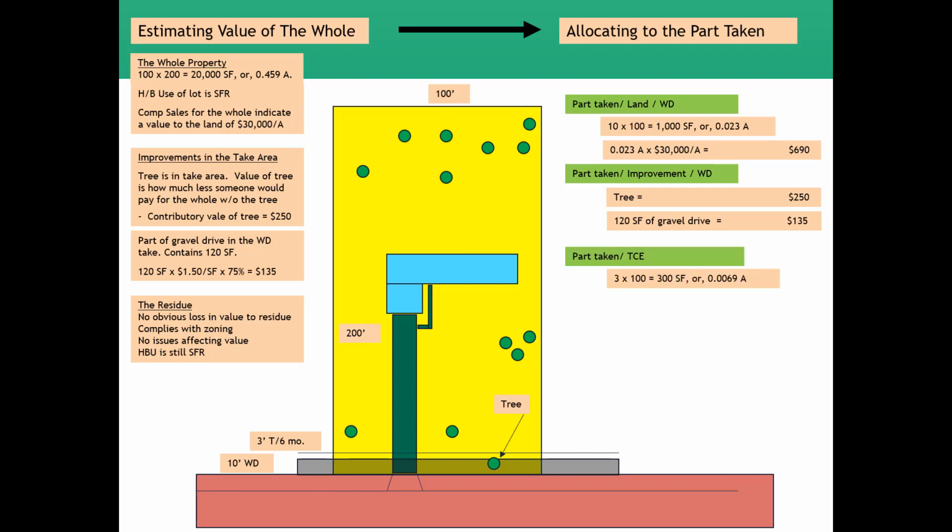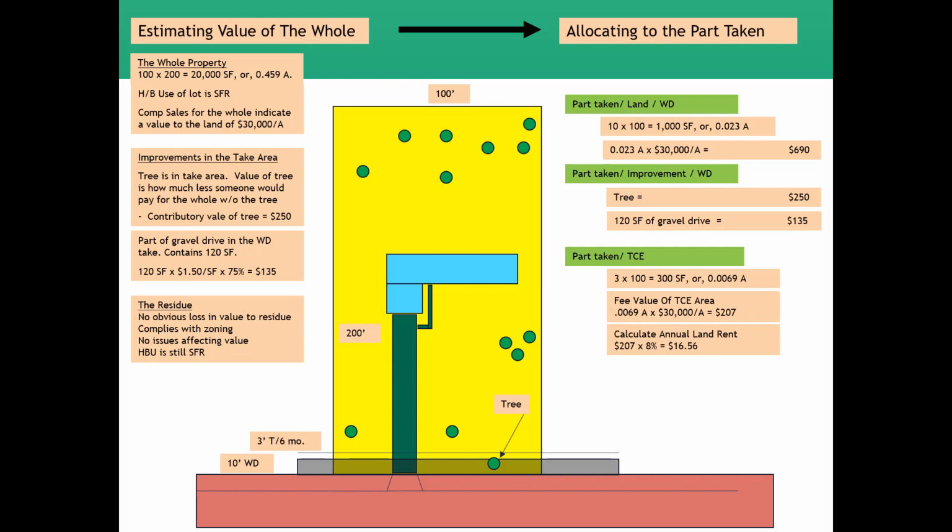Next, we're going to look at the part taken, the temporary construction easement. We know that it's 3 foot wide, goes the entire width of the property, which is 100 feet. Indicates 300 square feet or 0.0069 acres. The fee value of that temporary area is $30,000 an acre by 0.0069 acres contained in it, gives us a value to the fee of $207.